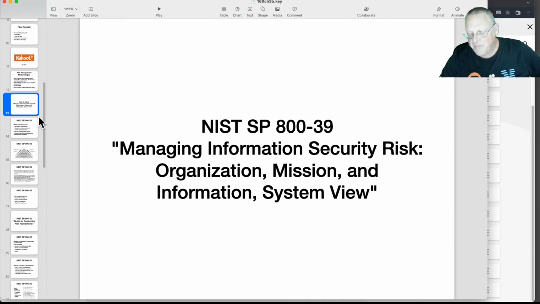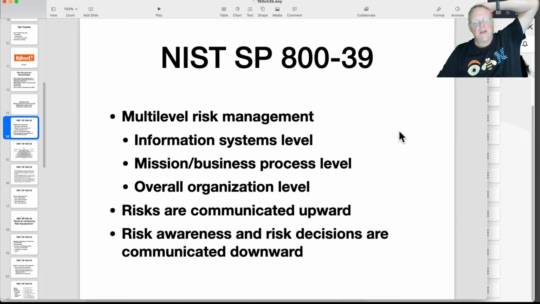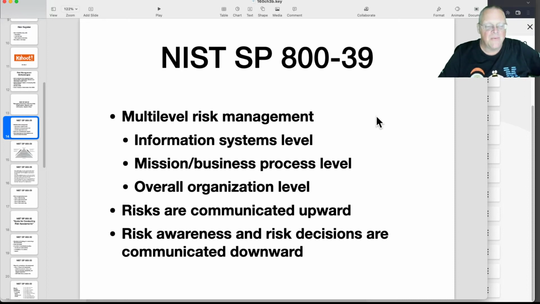All right, so this is the multi-level risk management system. It's got 3 levels: information systems level, your computers and stuff, mission and business process level, which would be one particular process, like say the manufacturing your product, as opposed to sales, marketing, HR, and things like that, and then the overall organizational level. So you have 3 levels at which you can consider risks, and you communicate the risks upward towards management, and then decisions are communicated downward.